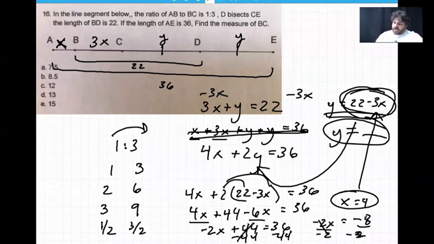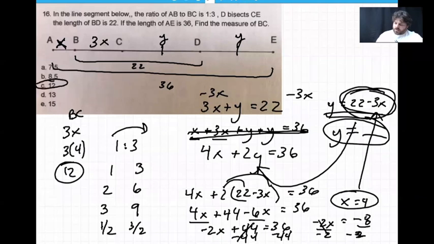So 3 times x, right, is the length of BC. BC is 3x, and x is 4. So really that means that BC is 12. So there's my answer choice 12. So answer C is correct.